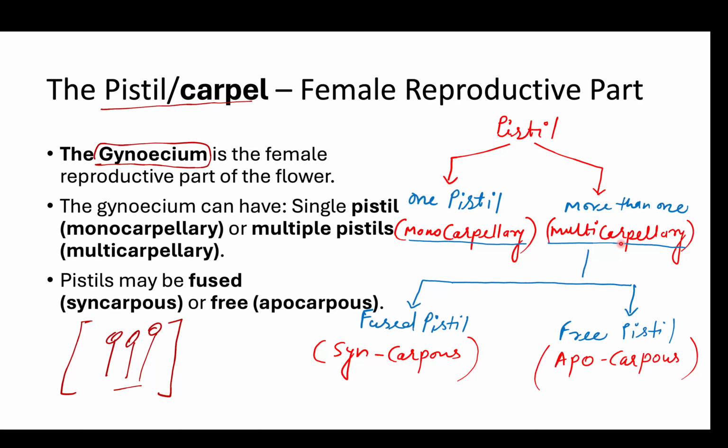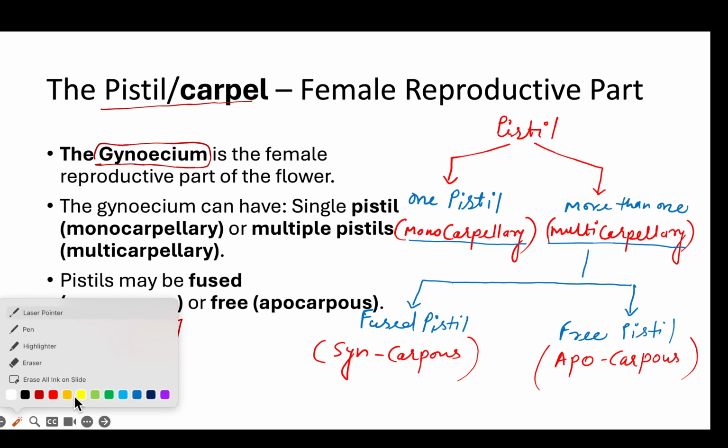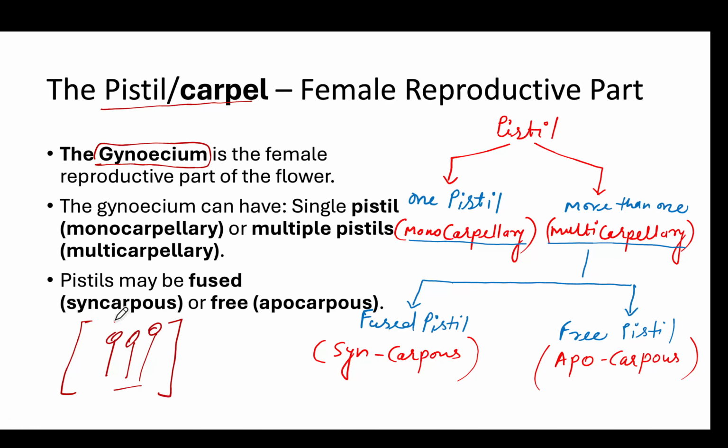If the flower contains more than one pistil, then these pistils can be fused together or can be free. Now what is the meaning of this? Let's say there are 3 pistils in this flower. If they are free from each other, then we call it apocarpous. Why? Because the pistils are free.